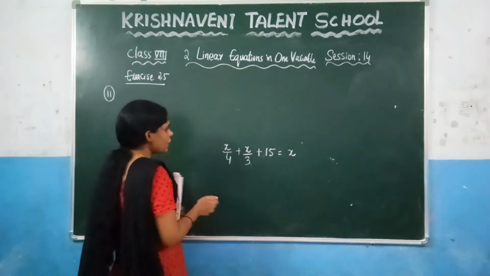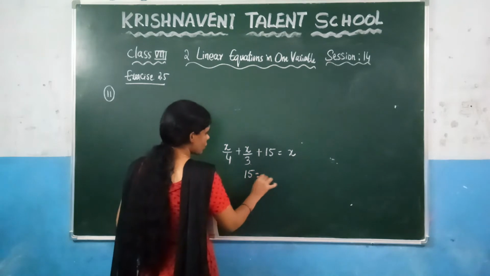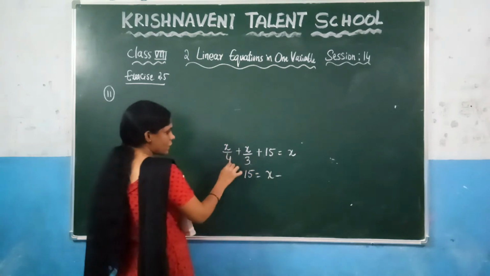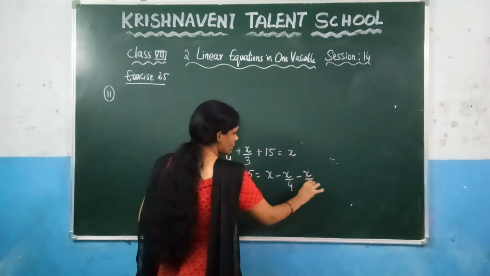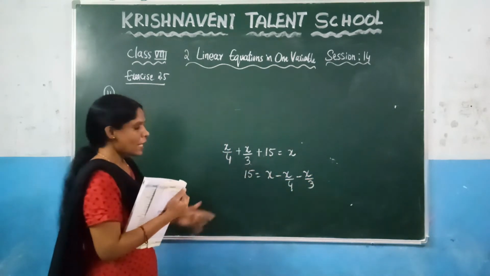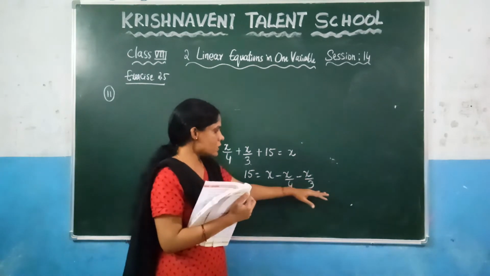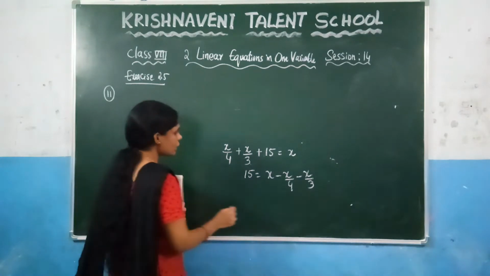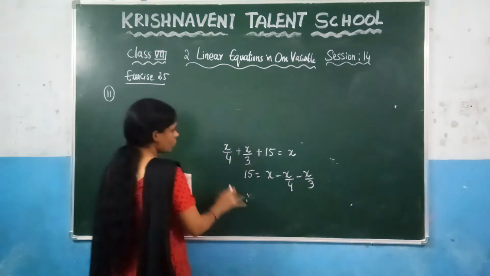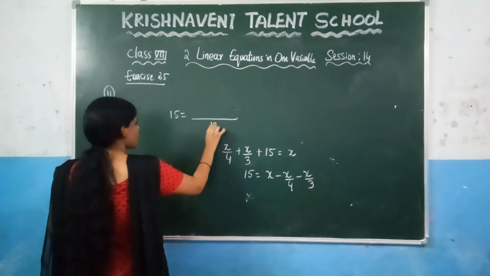Let us take all the variables to one side. So what you will get here: 15 is equal to x minus, if you take this value to the other side it will become minus, and here also it will become minus. So you will get x minus x by 4 minus x by 3. Now you need to take the LCM of 4 and 3. What is the LCM of 4 and 3? It is 12. So write it here: 15 is equal to, and the LCM here is 12.